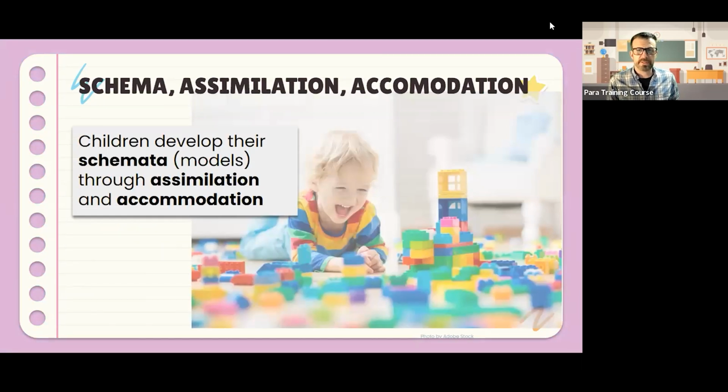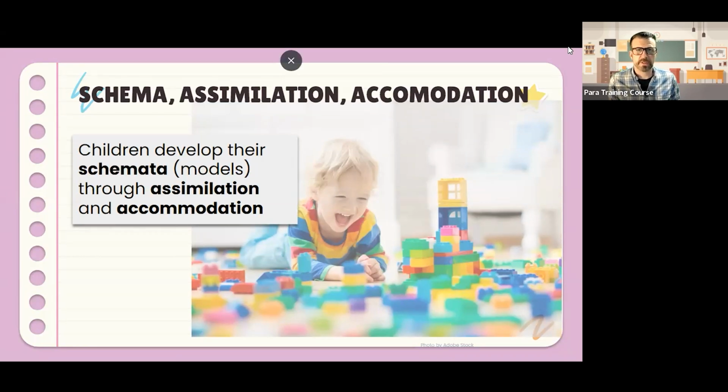Let's remember that schema, assimilation, and accommodation are 3 of the heavy hitters in this content area that we're studying. Children develop their schemata or their schemas, which we can also think of as models, through assimilation and accommodation. These 2 processes help them build conceptual models of the world. Models start to work together.